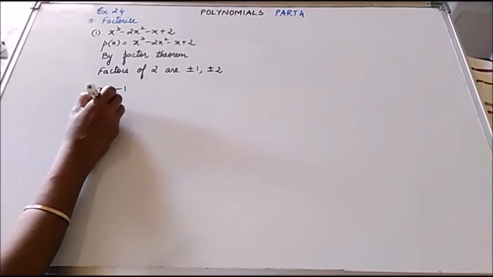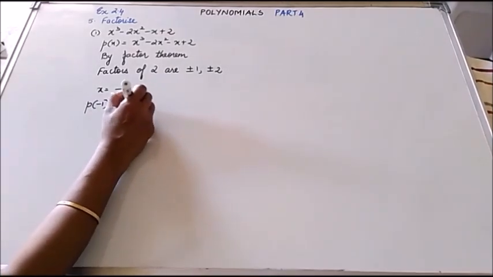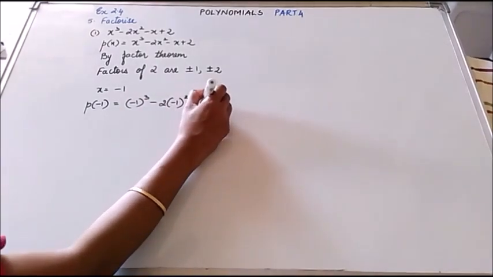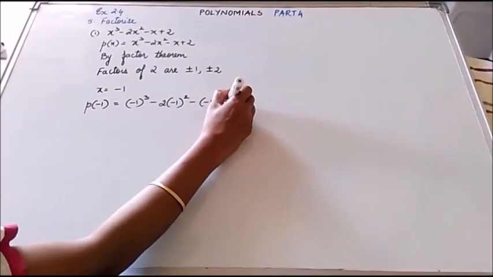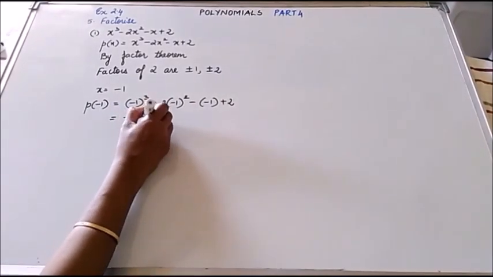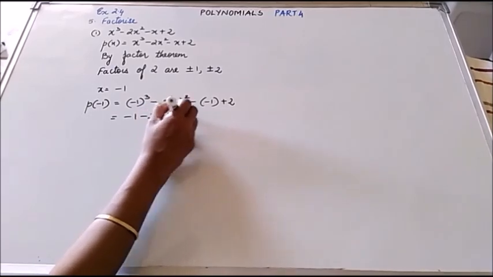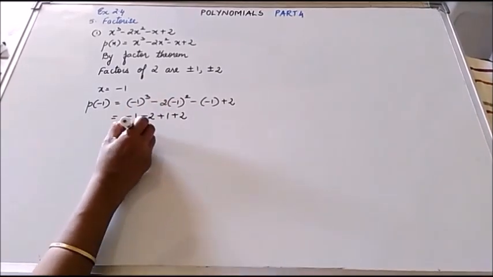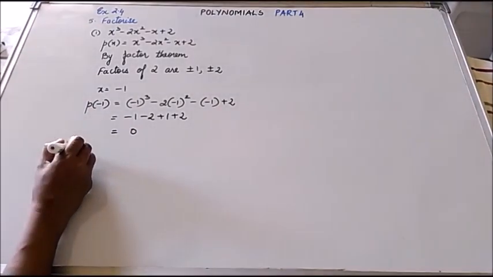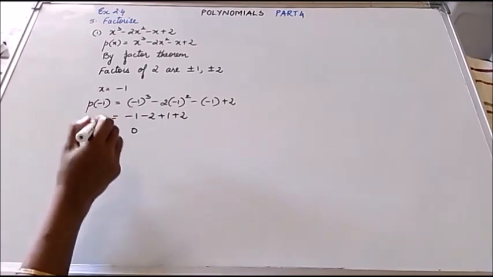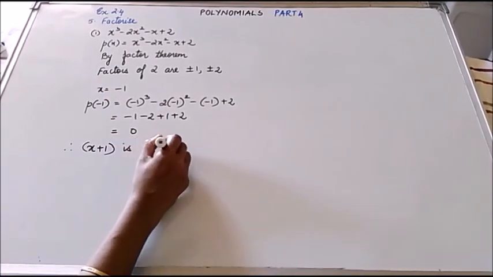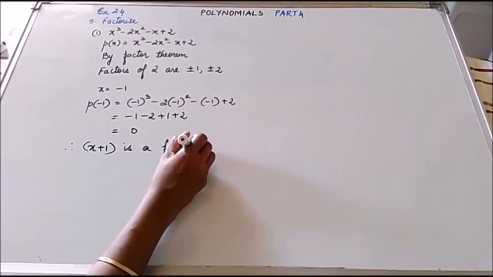What do you get here? P of minus 1 is equal to minus 1 the whole cube minus 2 into minus 1 the whole square, minus of minus 1 plus 2. This will get minus 1. Here you will get minus 2. Here you will get plus 1 and plus 2. The answer is equal to 0. Now here we get p of minus 1 is 0. Therefore, what is the factor? Here it is minus, so here we are supposed to write x plus 1 is a factor of the given polynomial.